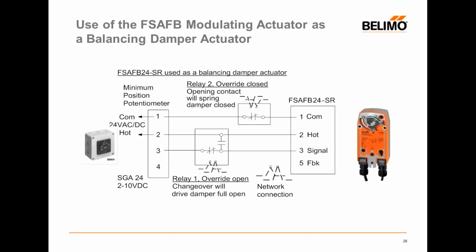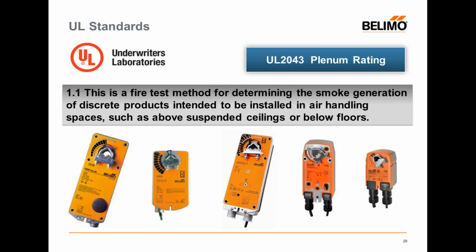But in this condition, if we have a need to override that actuator open, what we use here is a double pole, double throw relay. We run our signal wire through a normally closed set of contacts, and then we connect the signal wire to a normally open set of contacts connected to the 24 volt hot. If in fact we need to override this damper open, we fire that relay's coil, we break the normally closed contacts that provide modulating signal to the actuator, and we simply send 24 volts to the 3 wire or the signal wire, driving that damper 100% open.